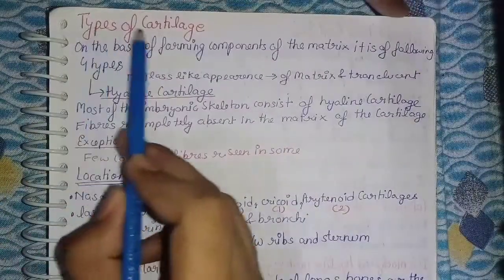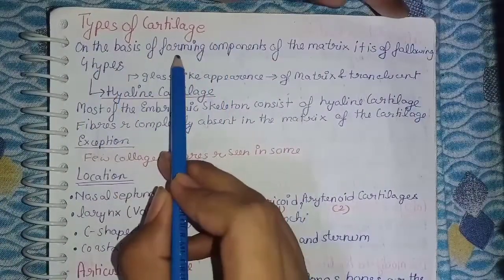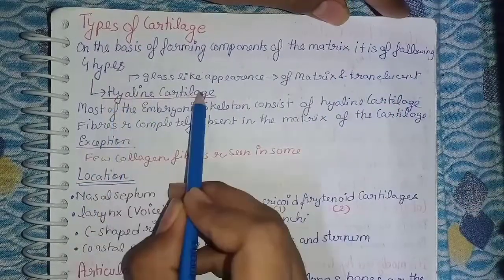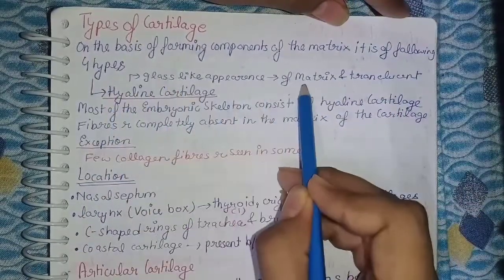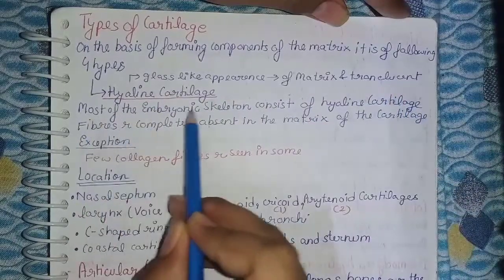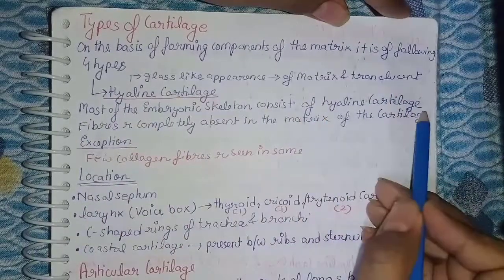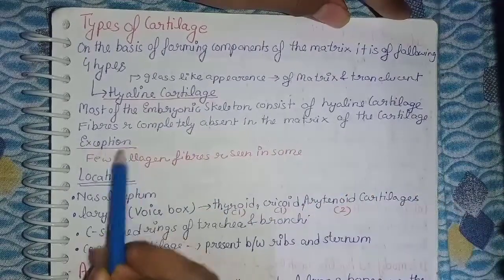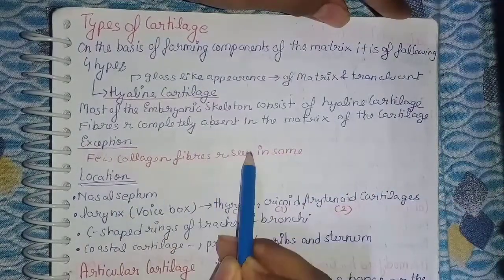Now coming to types of cartilage. On the basis of the forming components of the matrix, it is of the following 4 types. Hyaline cartilage has a glass-like appearance of matrix and is translucent. Most of the embryonic skeleton consists of hyaline cartilage. Fibers are completely absent in the matrix of the cartilage, with the exception that a few collagen fibers are seen in some.